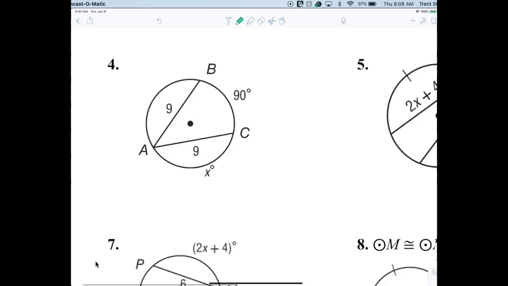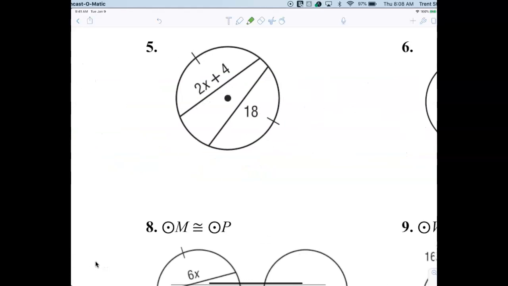Same kind of principle here. I need help with AC. What is arc AC? I got 135 degrees also. Again, for those guys who just walked in, because the chords are equal, the arcs must be congruent.